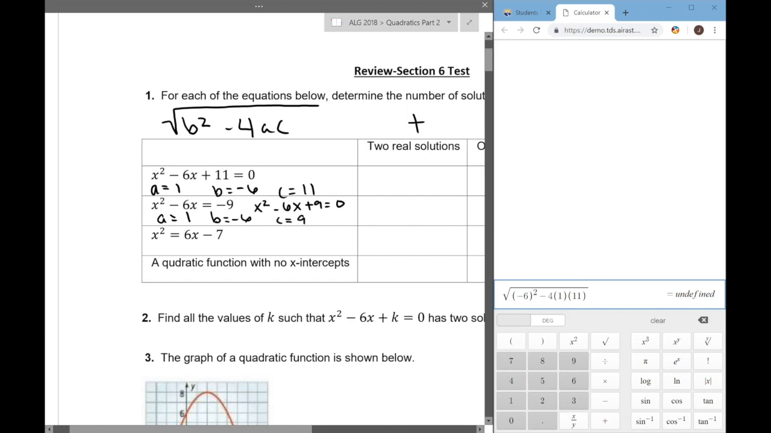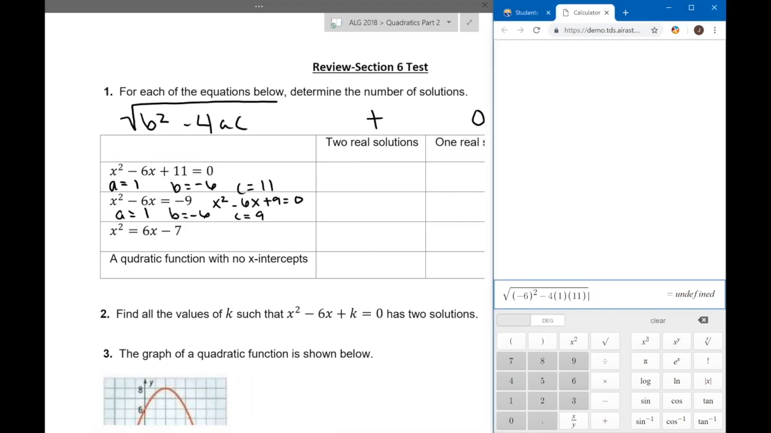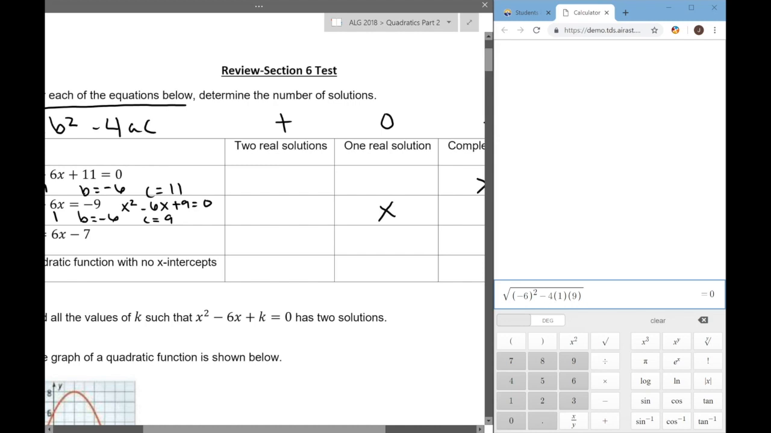Okay, so now all I'm going to do is replace my numbers. So b is already negative 6, so I don't have to replace that one. A is also 1, so I don't have to replace that. The only number I do have to replace is the 11, and that number should now be 9. Okay, you see how that answer comes out 0, so that's an easy one, one real solution.